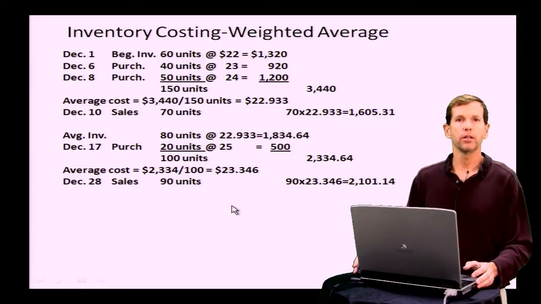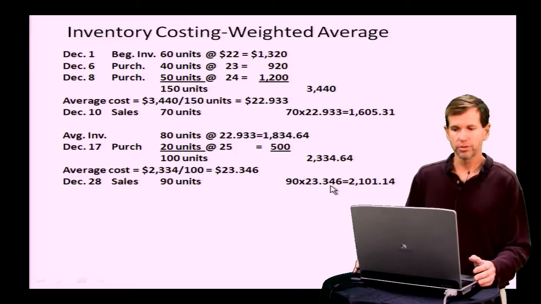So I think you know what we're going to do now on our next sale. Our next sale is on December 28th. We sold 90 units, so our cost of goods sold is simply the 90 units times the 23.346, and that gives us cost of goods sold of $2,101.14.